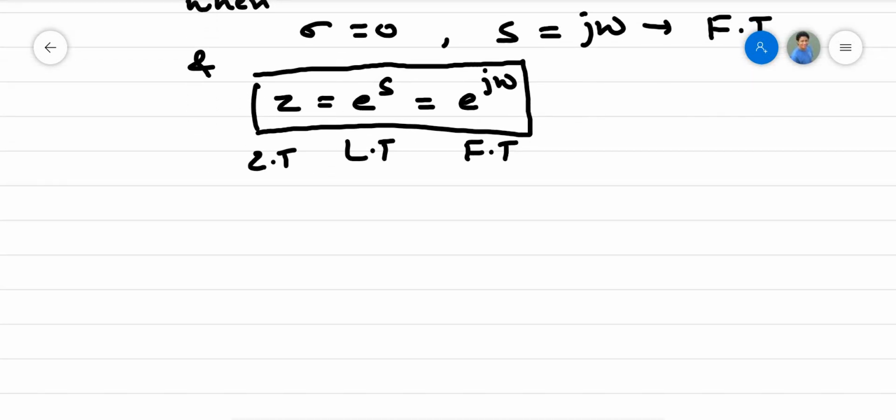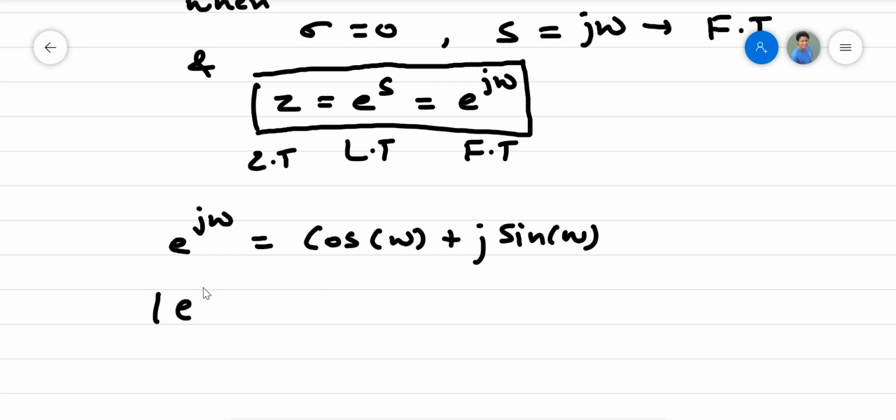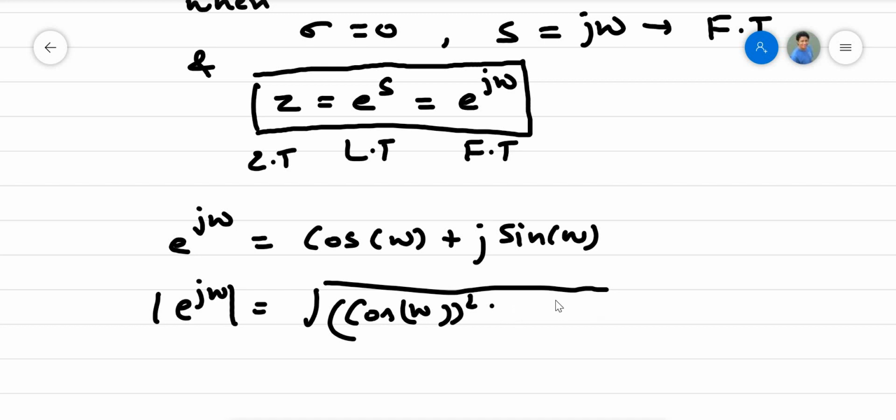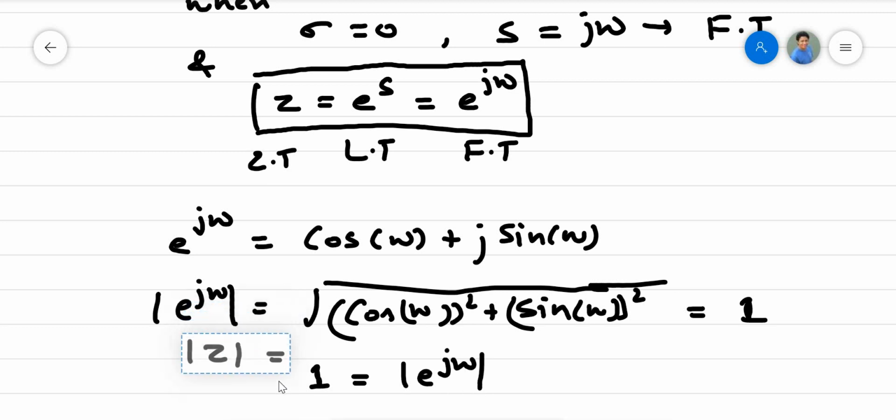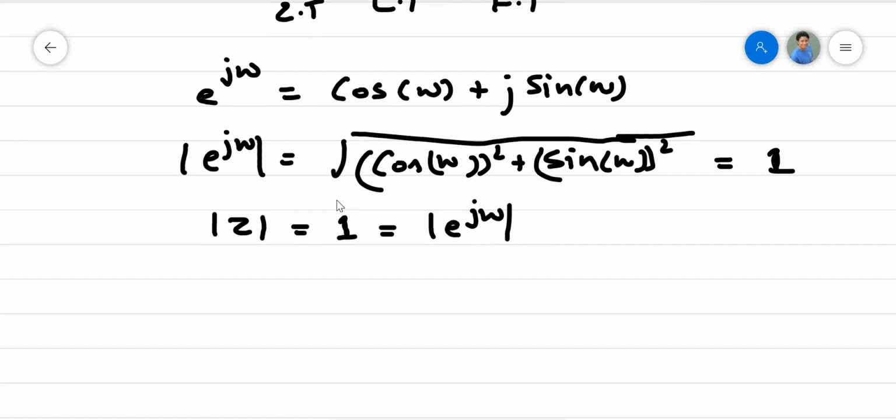Now this relation is very important, that is, e to the power j omega is nothing but cos omega plus j sine omega. So the mod of e to the power j omega is under root cos square omega plus sine square omega, which is equal to 1, and that is mod z equal to 1, that is equal to mod of e to the power j omega. This relation holds on the unit circle.